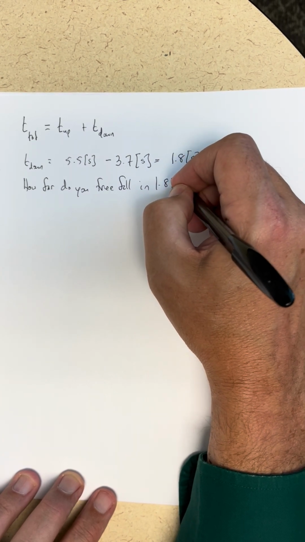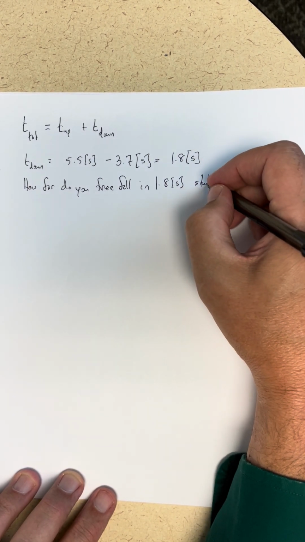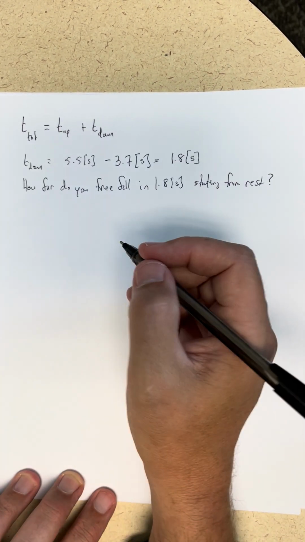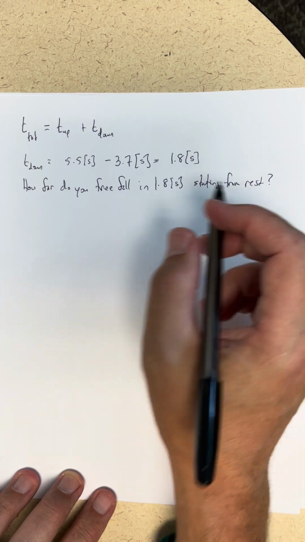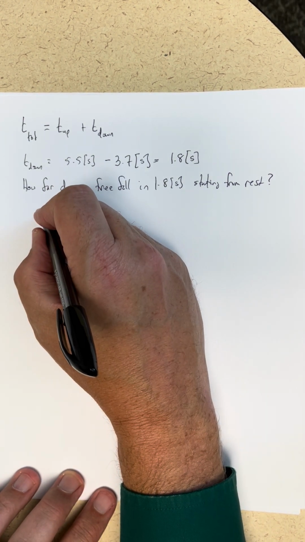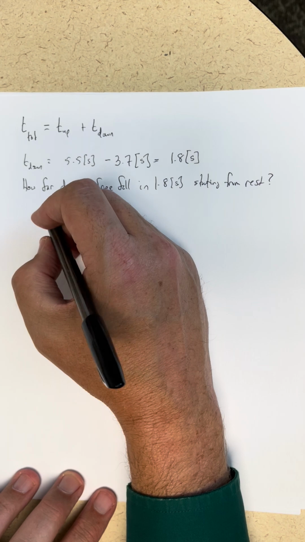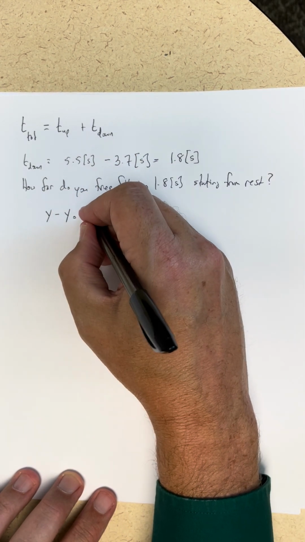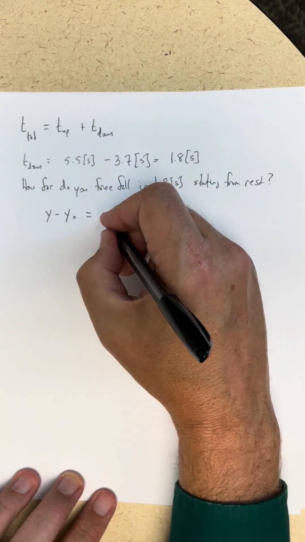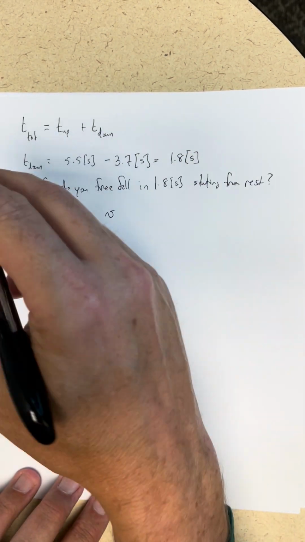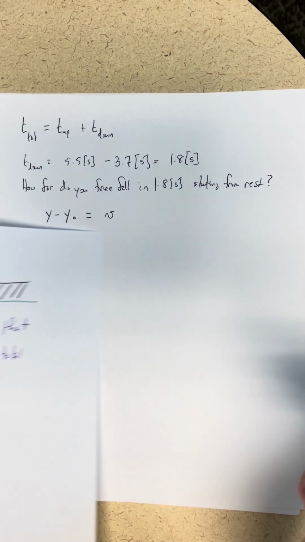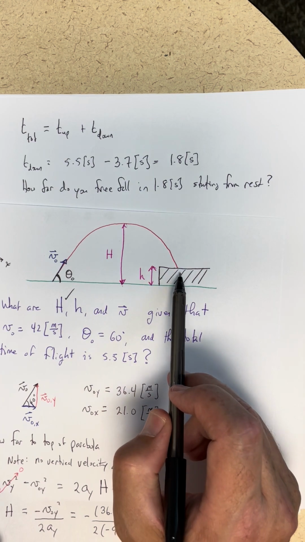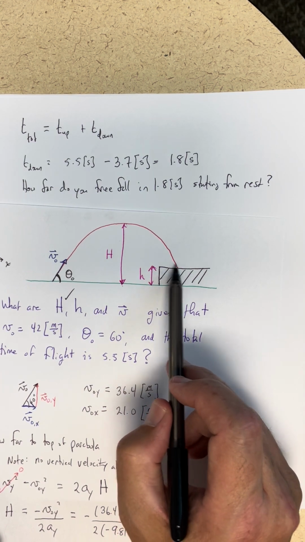And 1.8 seconds starting from rest. All right. So we're going to use the kinematics equation of y final minus y initial, and now we're starting at the highest point and falling down to intersect this object.